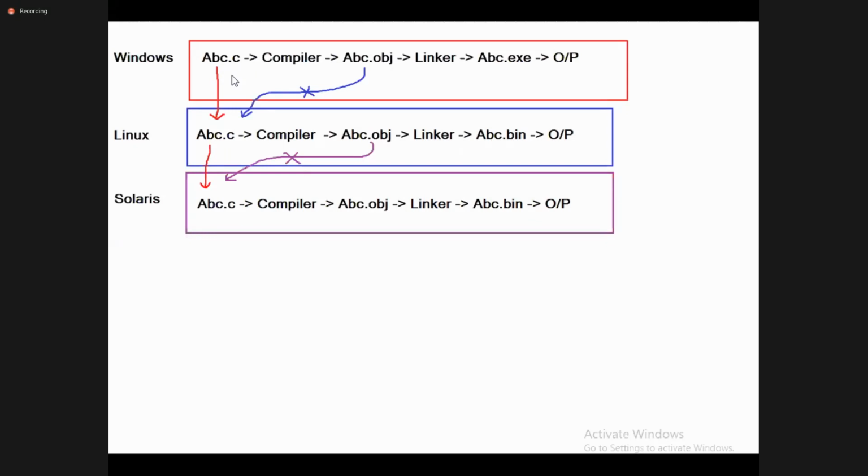Understand? Write once, compile anywhere. Okay. So write once, compile anywhere. What is the Java slogan? Write once, run anywhere. Okay, fine. Then now I'm asking a question.